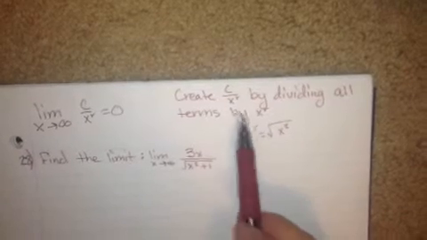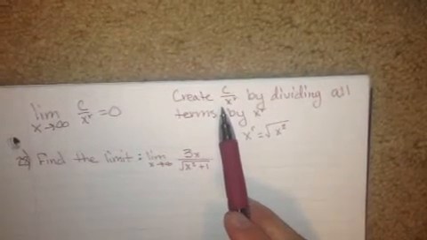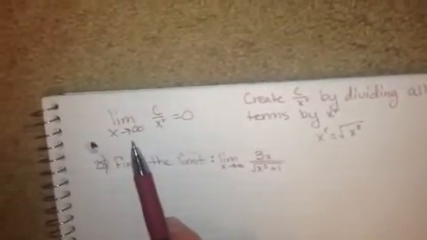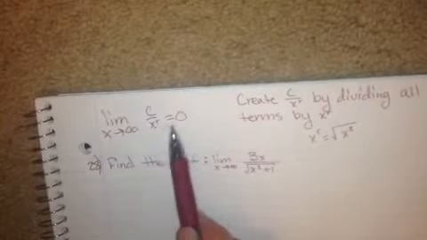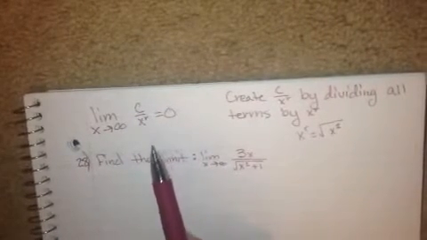Now the reason we have to create c over x to the r is because the only way we can find the limit as x approaches infinity is by c over x to the r, which equals 0. There's no other way to plug in infinity and actually be able to find the limit.